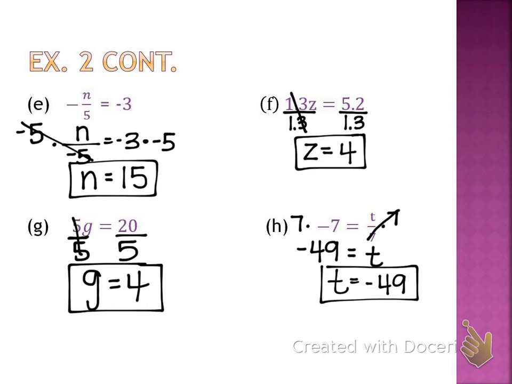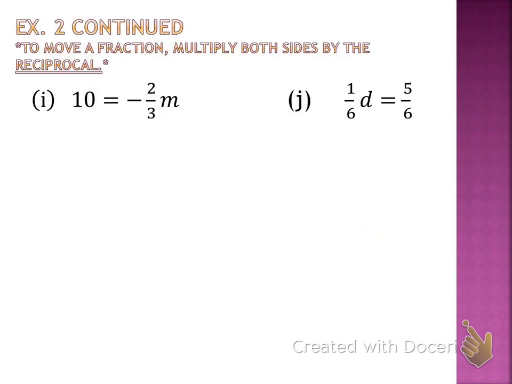All right. Now, if we look at letter I and letter J, the first thing we want to do is figure out, are we looking at an addition simple equation, a subtraction, a multiplication, or a division? So if you take a minute and you read these, that says 10 equals negative 2/3 times m, which means that our job is to move the negative 2/3. And how are we supposed to move the negative 2/3?